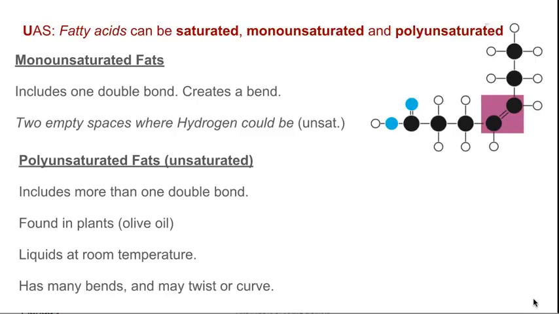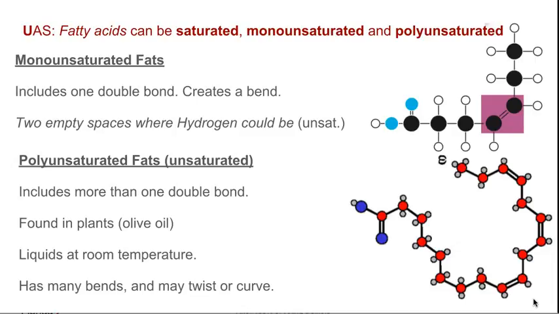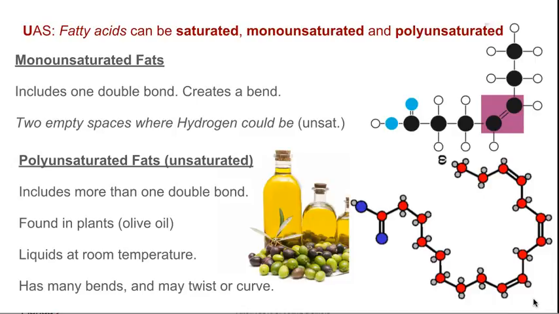It has many bends, so if you have lots and lots of these double bonds between carbons, you tend to get this characteristic curving or bending shape. You can still see there the methyl group and the carboxyl group and this long chain of molecules in between. And as you can see, olive oil is a good source of this. So we'll be looking more at the health implications of these in the class.